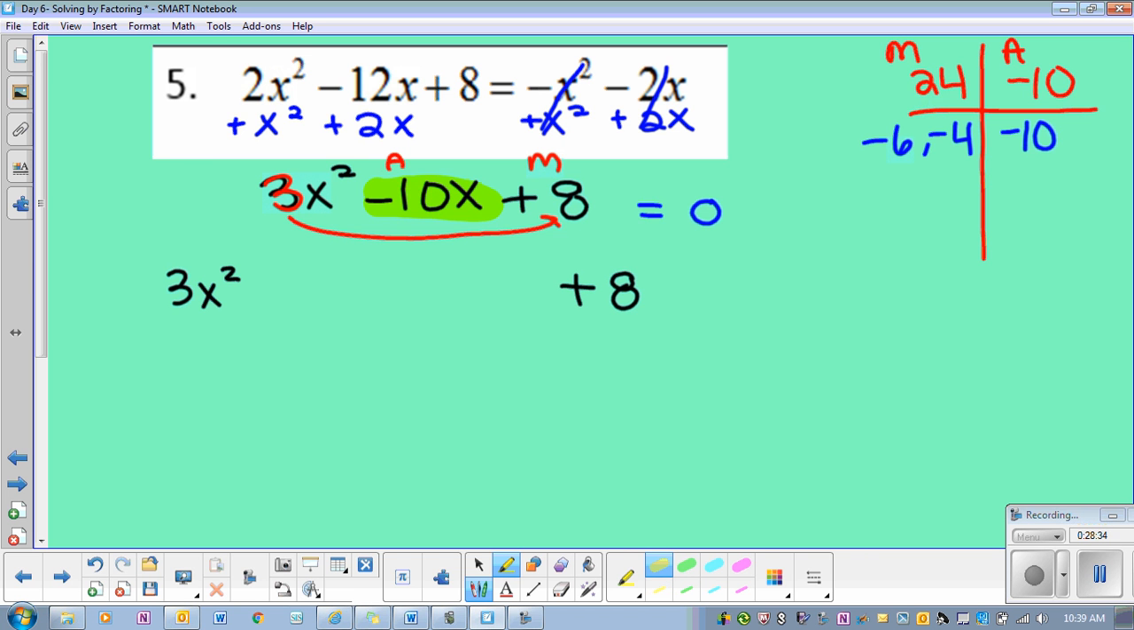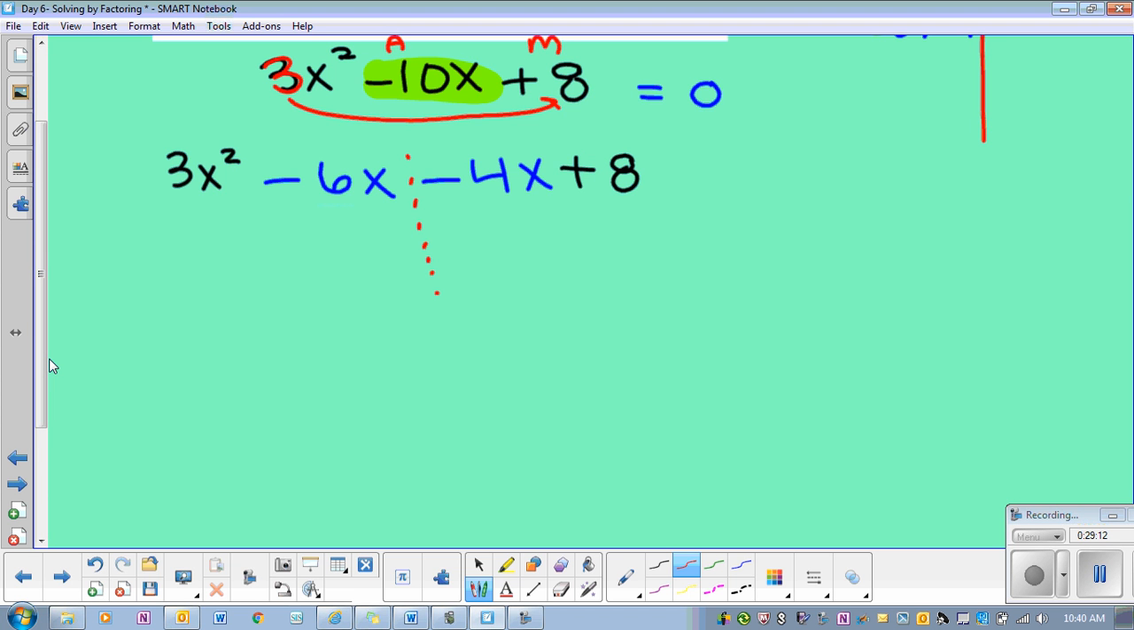And then this guy in the middle, this negative 10x, you're going to rewrite that guy using these two numbers. So minus 6x. Don't forget to put the x. Minus 4x. Good. Now I have 4 terms. Split it in half. You guys are so good at factoring. Divide it in half and then GCF factor both sides.